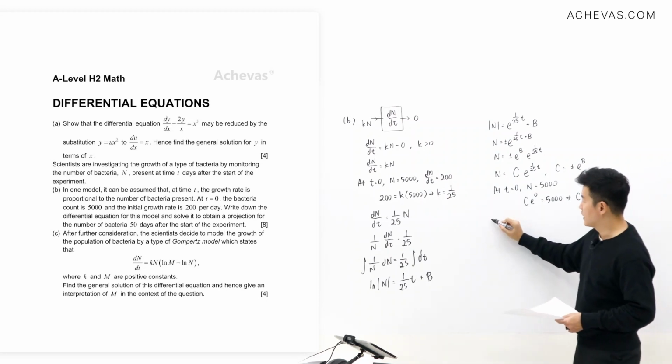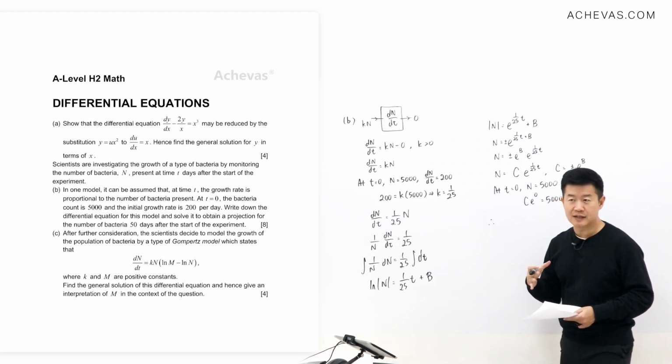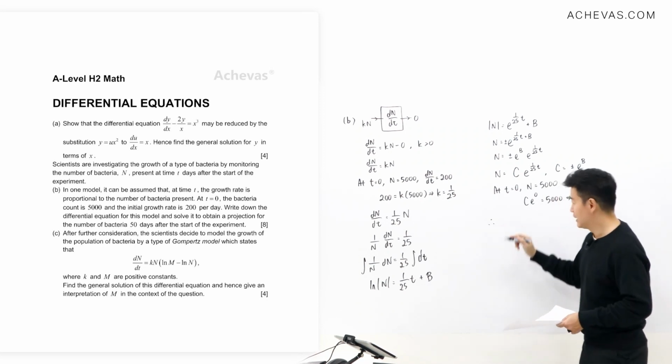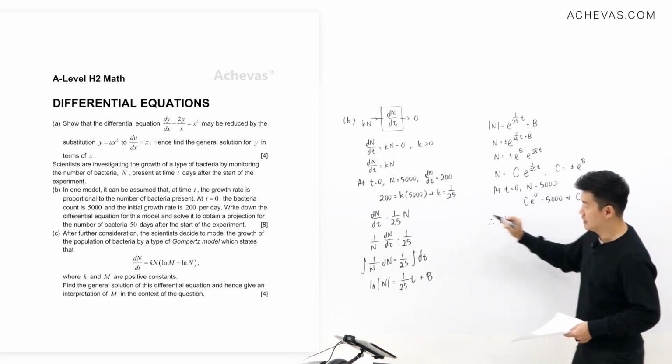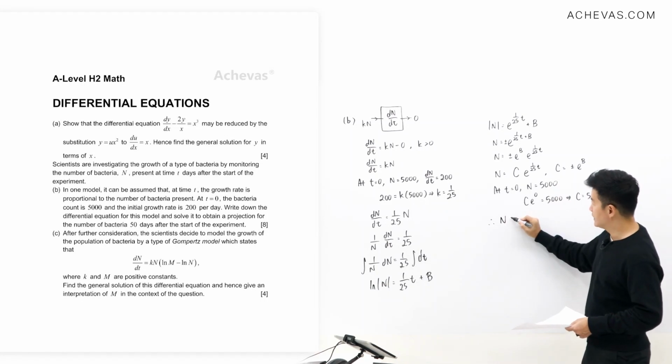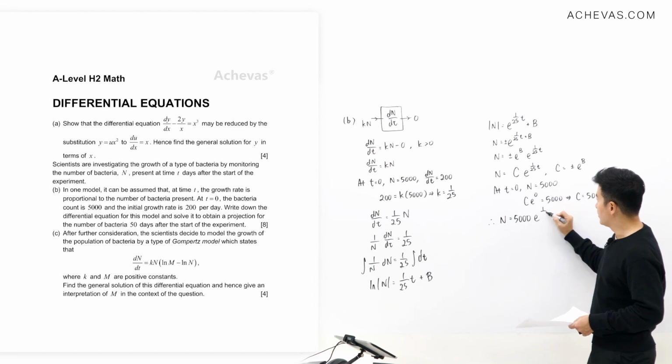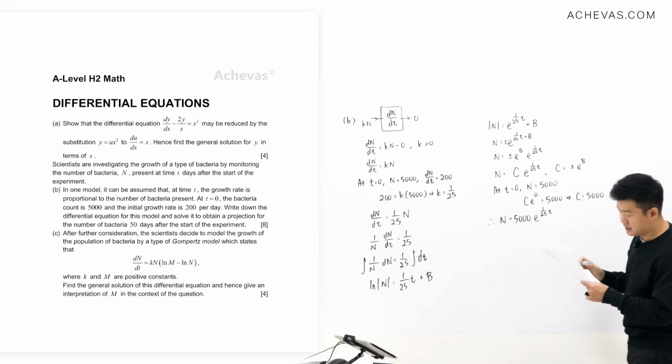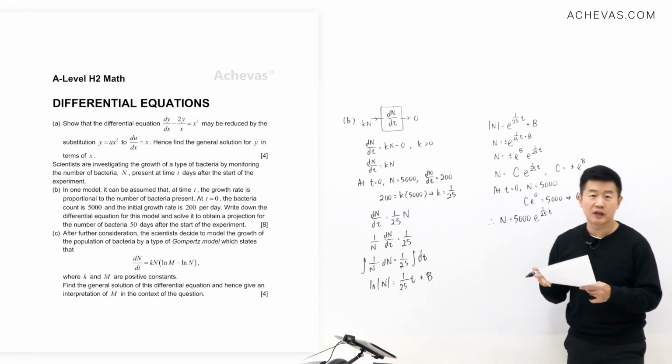So with this, we can now write down an equation that is rid of all the differentials. It is the solved version of this differential equation. N is equal to 5,000, C is 5,000, e to the power of 1 over 25t. And we are going to make use of this to do the projection.